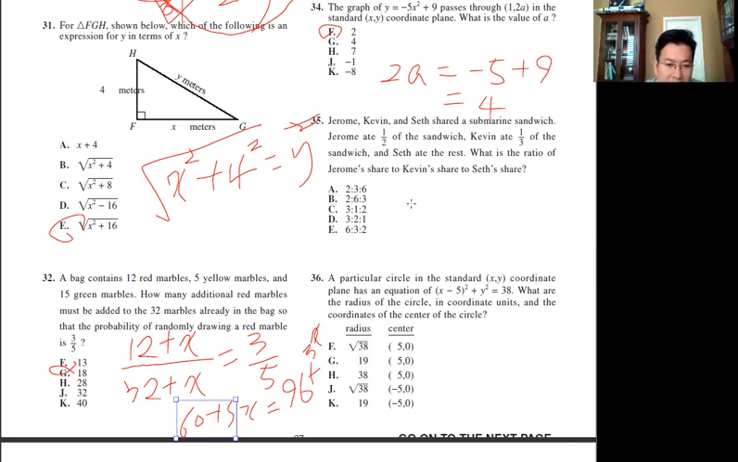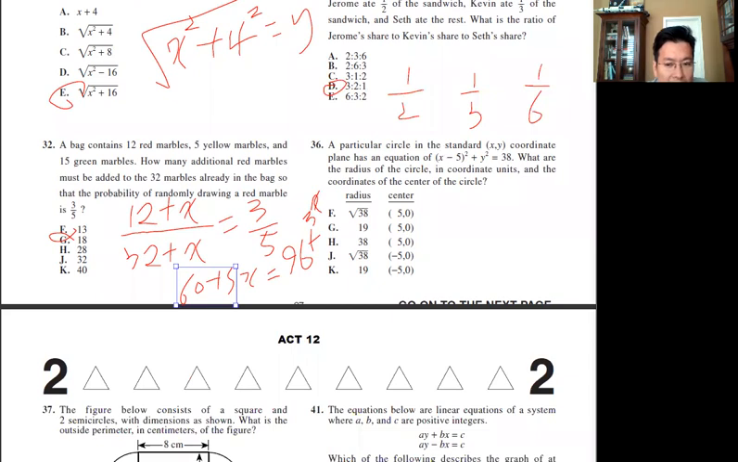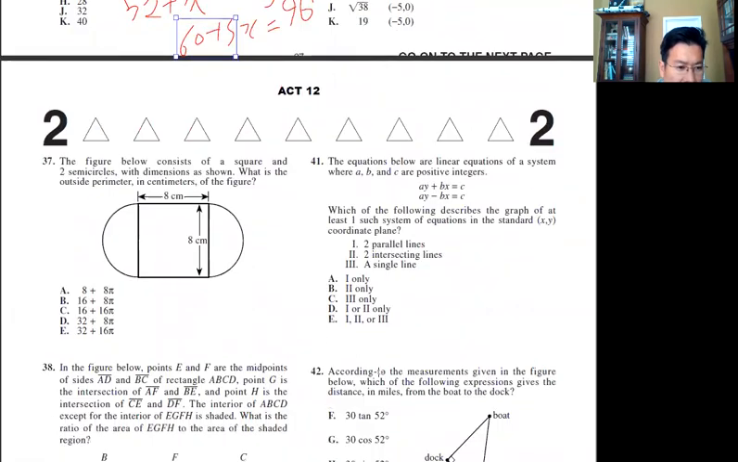So basically it's saying 1/2, 1/3, and then this is 1/6. So common multiple, you multiply 3, 2, 1. Next, a particular circle, and what is the radius of the circle? The coordinate of the center of the circle is 5 and 3, and the radius is 36. So which is simple.